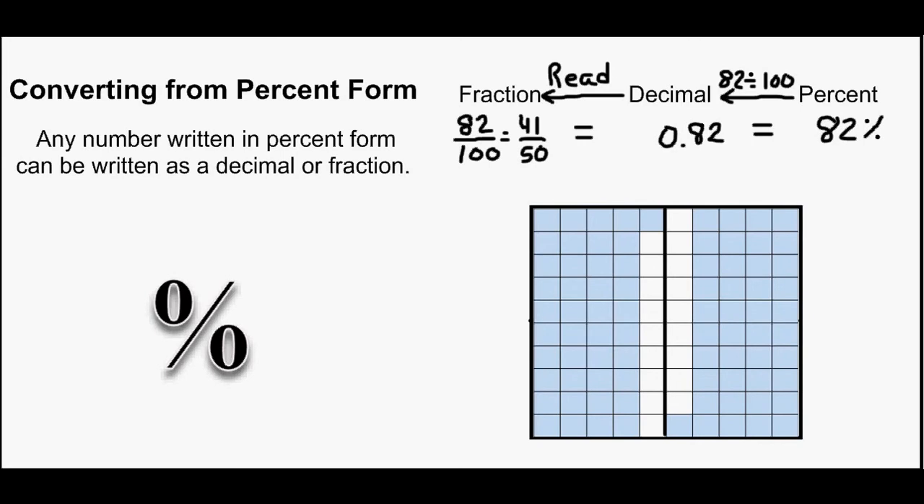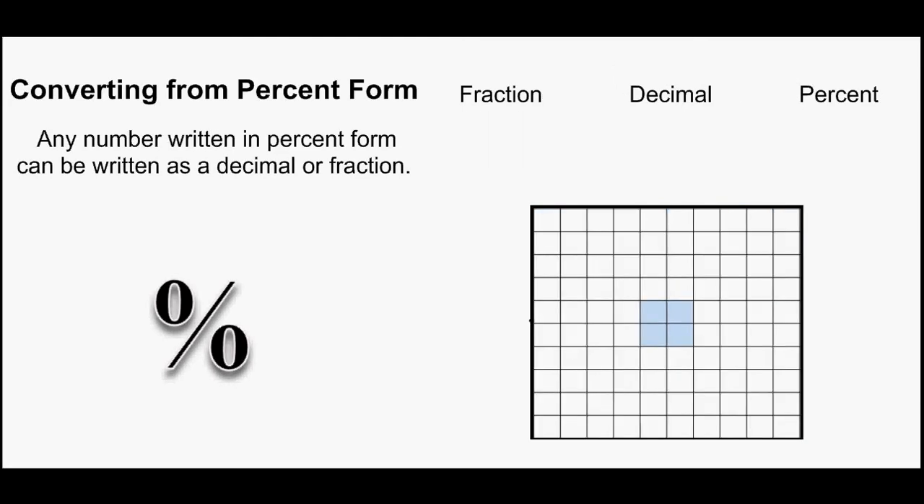In the box below, you can clearly see that out of every 50 squares, 41 are shaded. Out of 100 squares, 82 are shaded. 82% of the box is shaded.